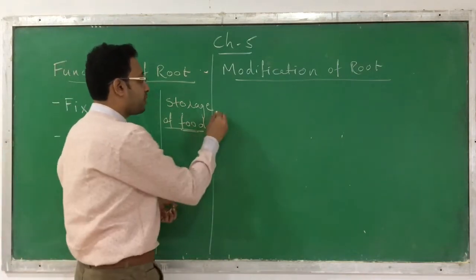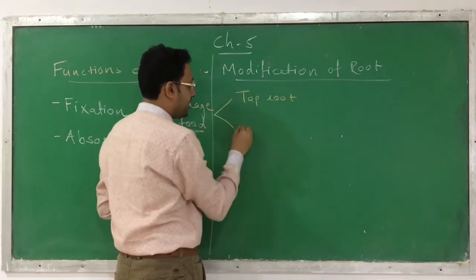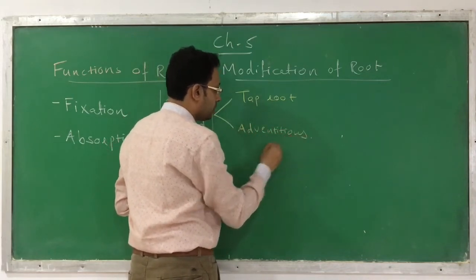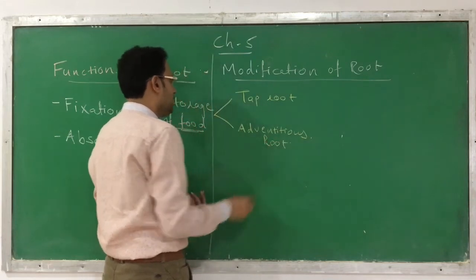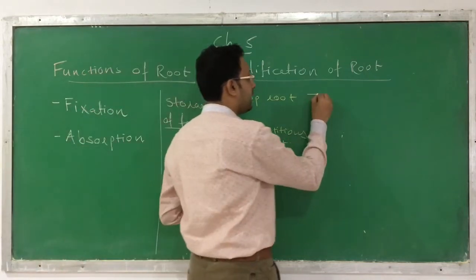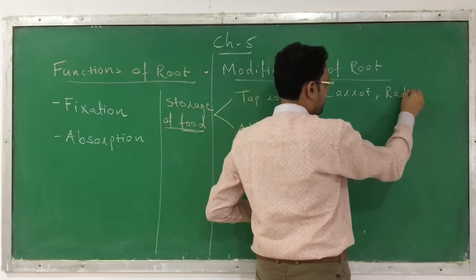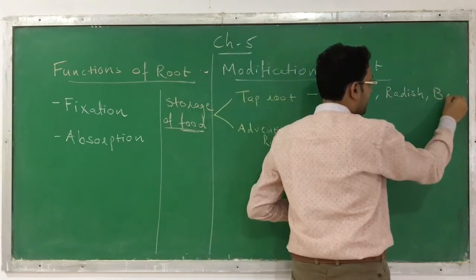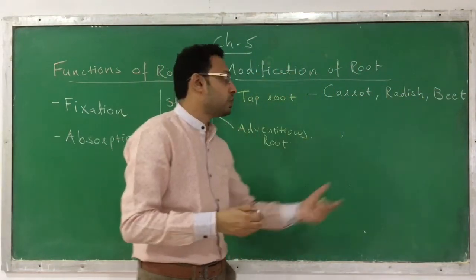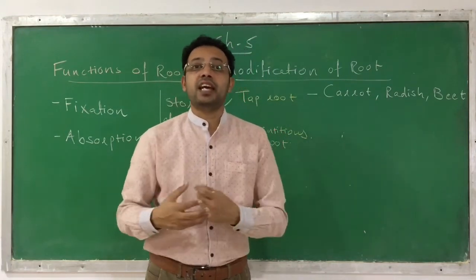You know that there are two types of root. So I will tell you the examples of the taproot and the adventitious root which are modified to perform this function. Let's discuss both examples. The examples of a taproot which is modified for storage of food are carrot, radish, beet. See, these all are roots, and they are all examples of a taproot. In these the food is stored and they become fleshy in nature.